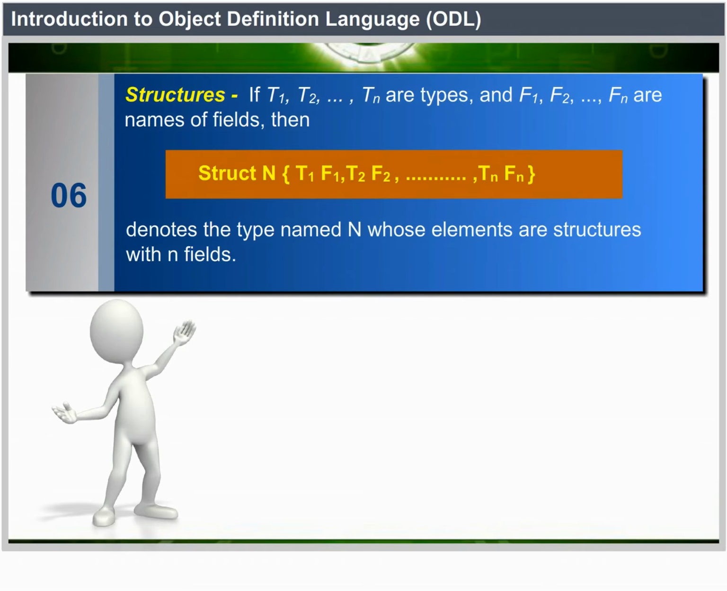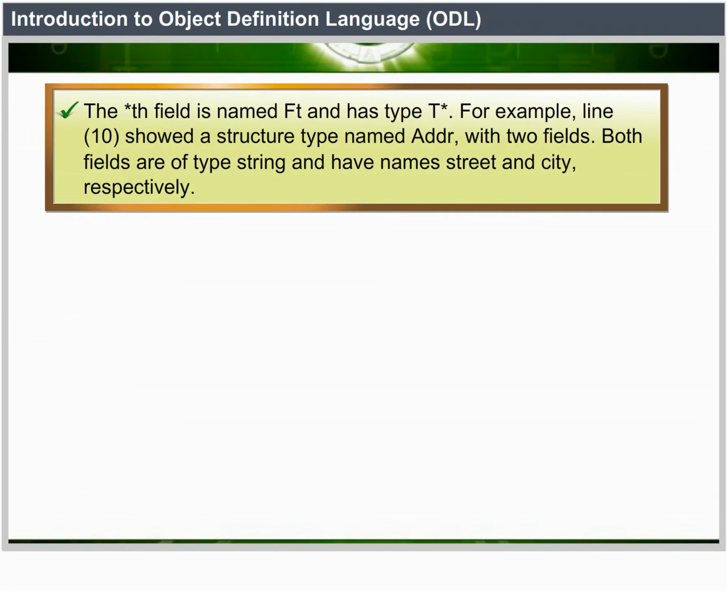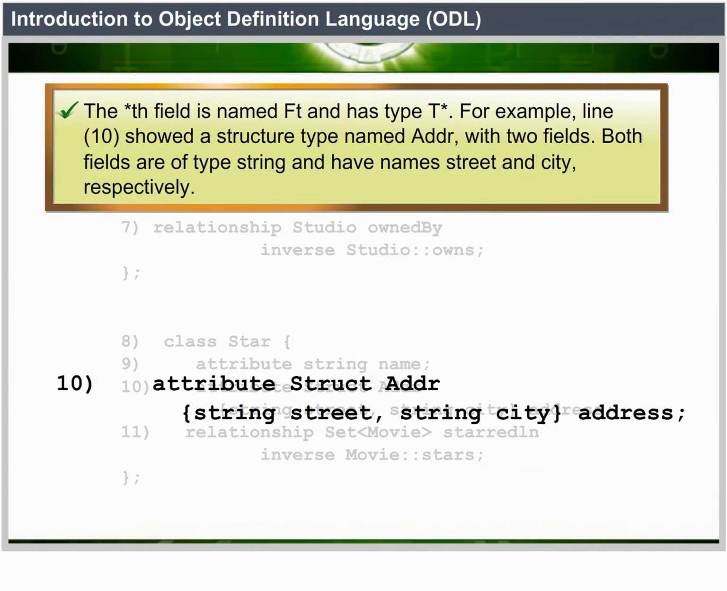Structures. If T1, T2, etc. Tn are types and F1, F2, etc. Fn are names of fields, then Struct N denotes the type named N, whose elements are structures with n fields. The i-th field is named Fi and has type Ti. For example, line 10 showed a structure type named address with two fields. Both fields are of type string and have names street and city respectively.